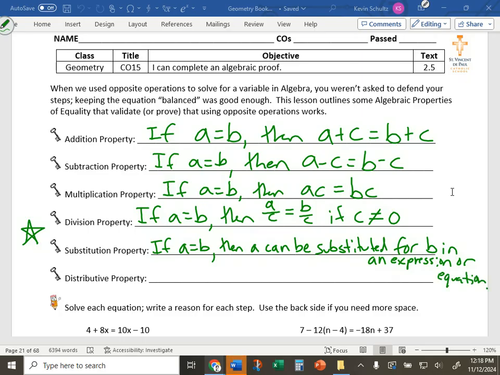If A is B, then A can be substituted for B in an expression or equation. In PO16, we'll use substitution a lot. But isn't this like oxygen? No. What is substitution? You've done substitution before, right?